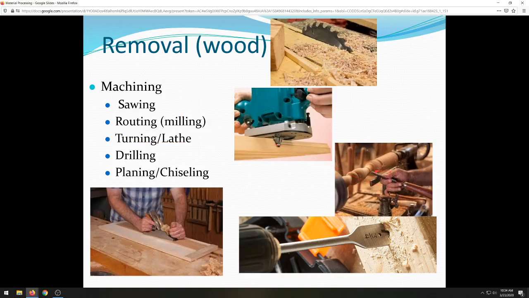Turning on the lathe, again, is a handheld tool, but a fixed single point tool, and the material spins. So very similar to a metalworking lathe, but the tool is handheld. It's almost like a chisel. Drilling. Again, a standard type of drill bit. You could use a twist drill for wood. This is a spade bit. And we've got planing and chiseling.